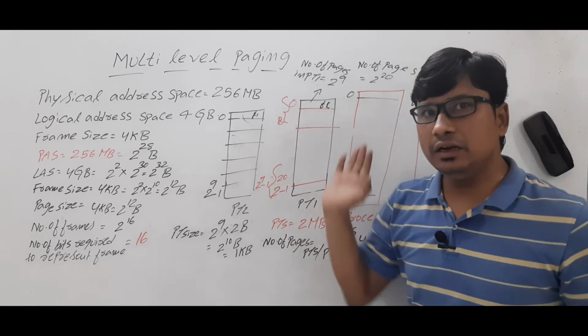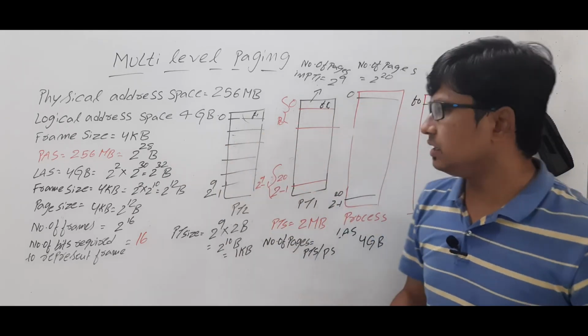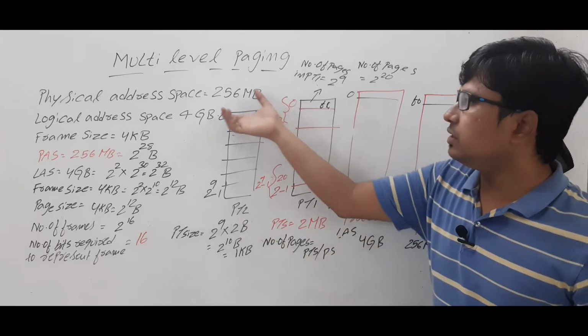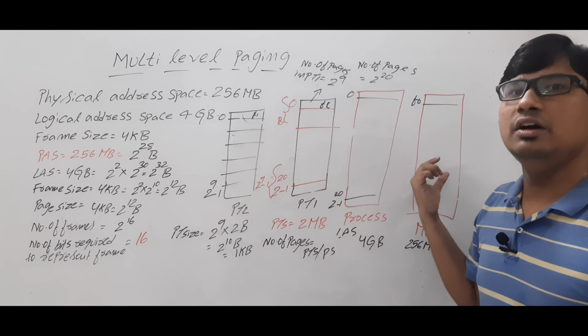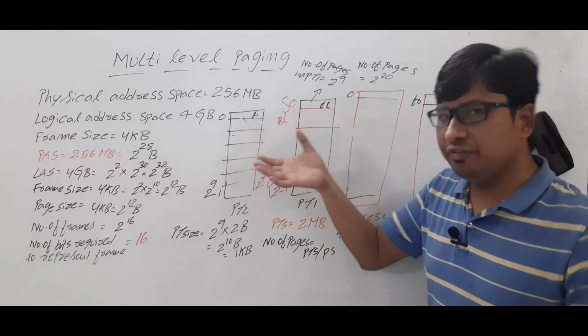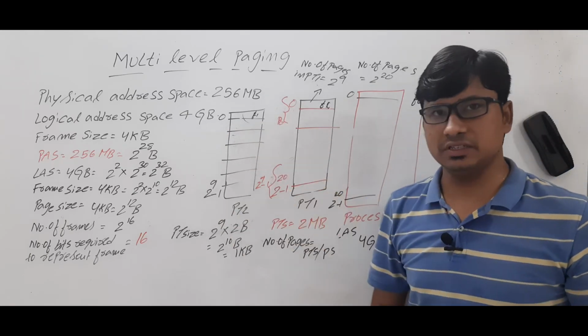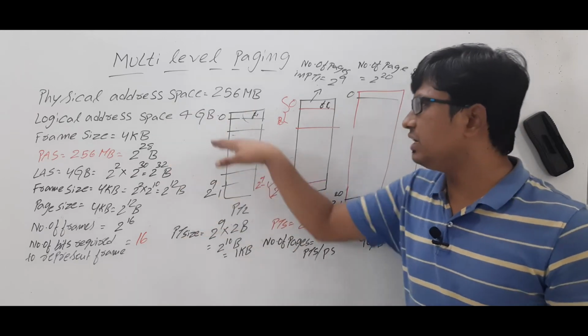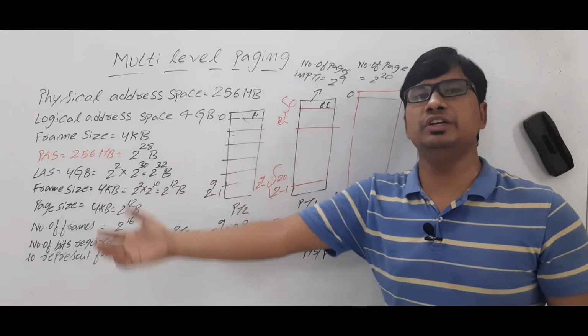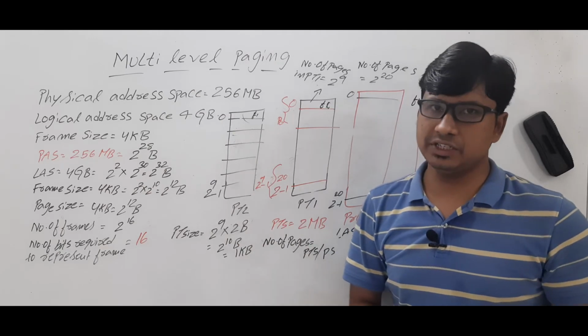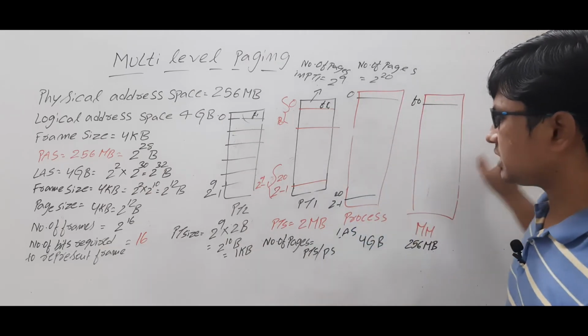So we will do the multi-level paging in such a way that the outer page table can easily fit in one of the frames in main memory. If it fits, then we will stop the process. If it does not fit, again we will divide this page table into multiple pages, and that information we will store in one of the page tables. Is it clear? Are you able to understand?